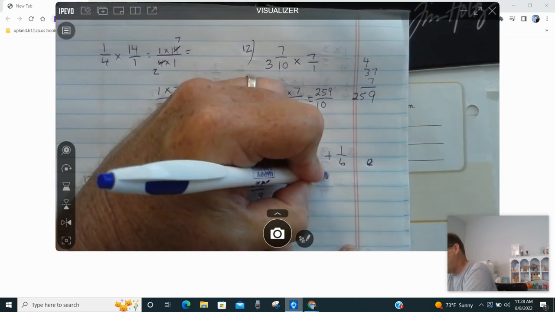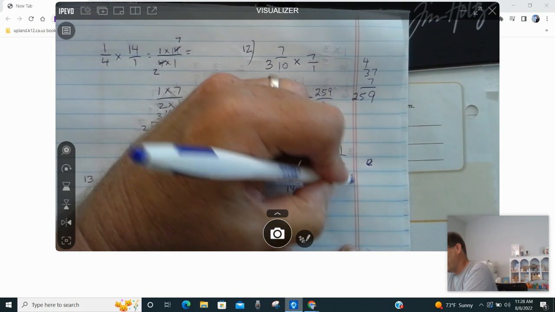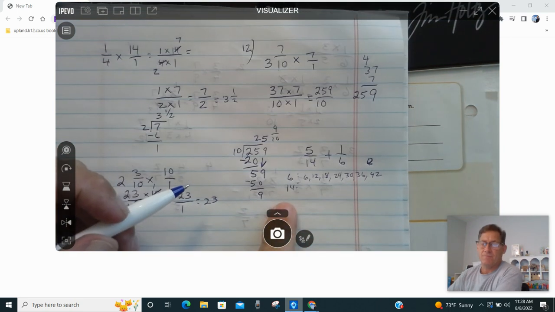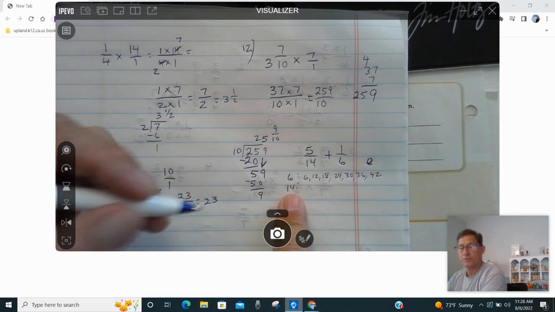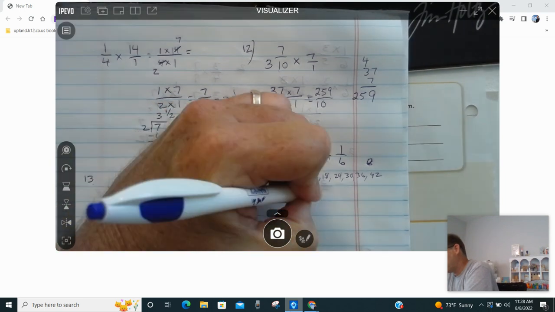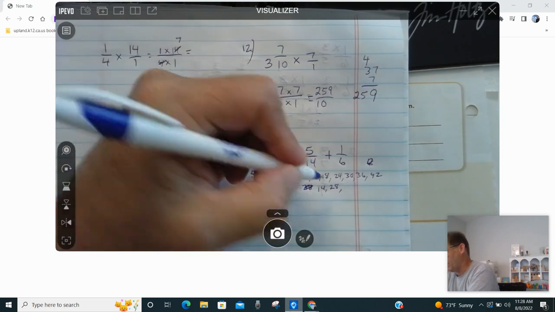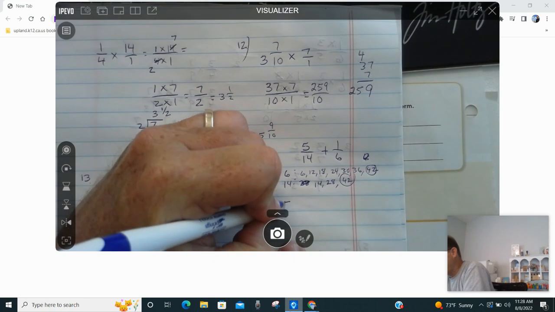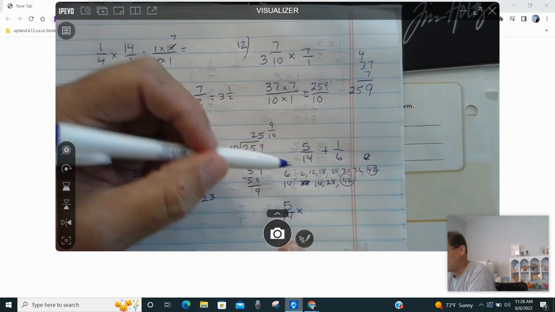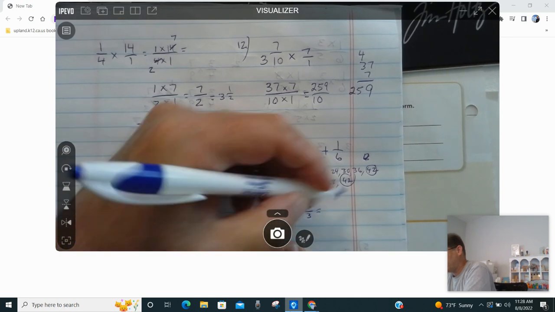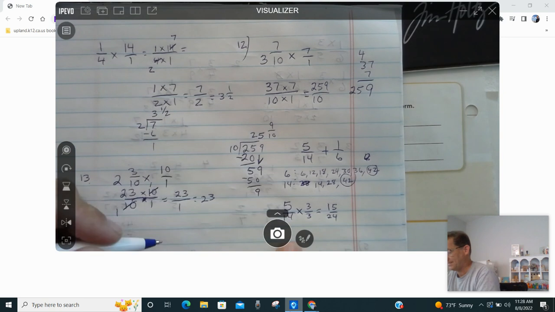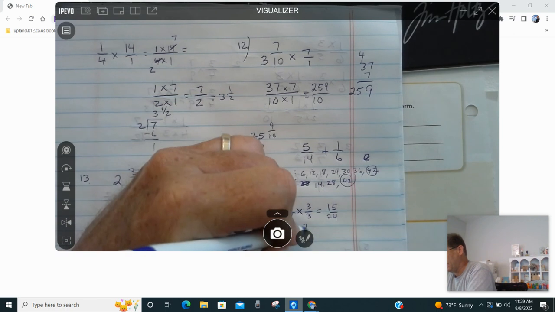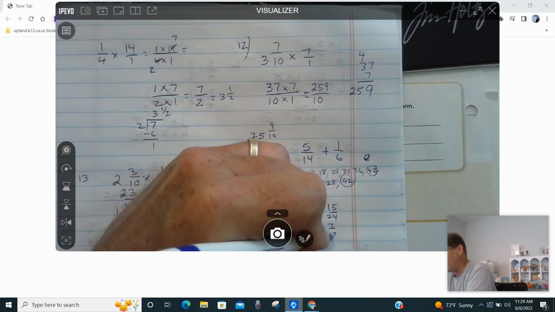6, 12, 18, 24, 30, 36, 42. I think 42 is a multiple of 14. Let's see. 14 plus 14 is 28. And 28 plus 14 is 42. So yes, the least common multiple of those two fractions is 42. So 5/14 times 3 over 3 will give me 15/42. 1/6 times 7 over 7 will give me 7/42.